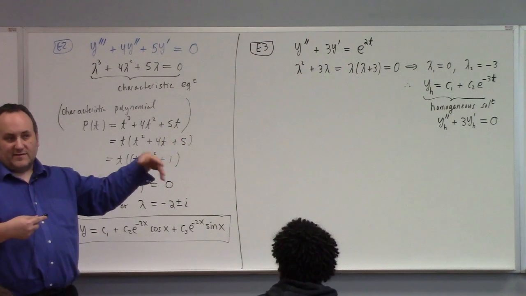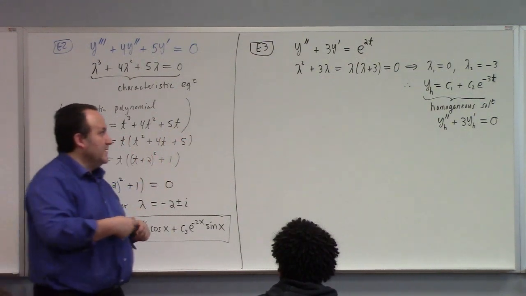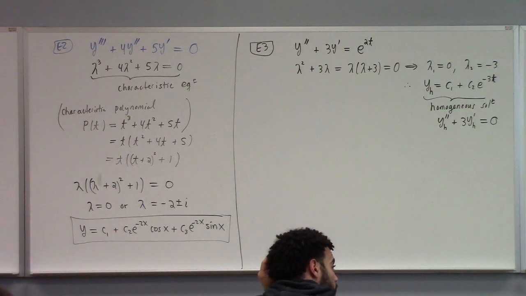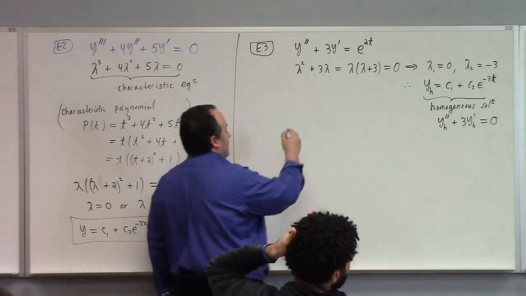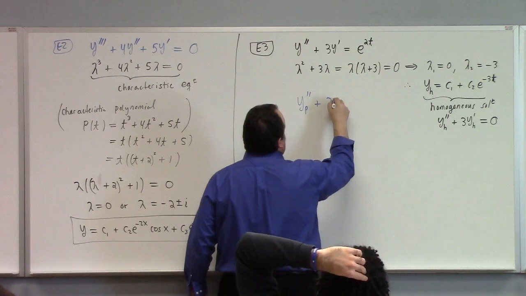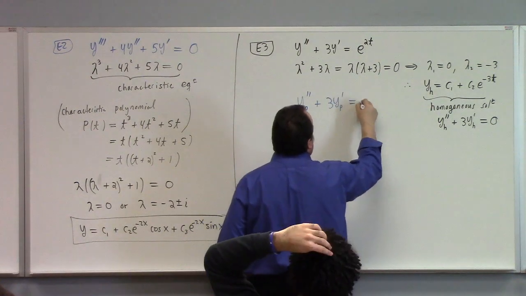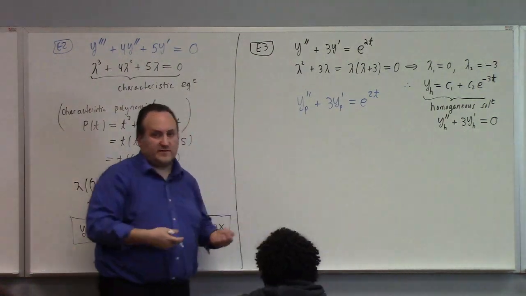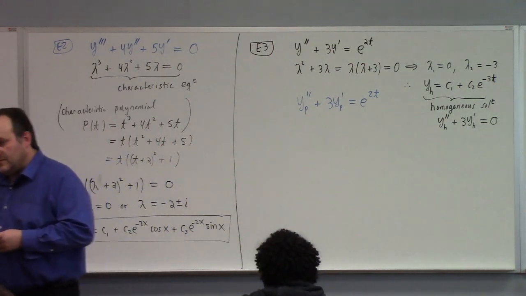Then the other thing we need is a quote-unquote particular solution. So the particular solution is an honest-to-goodness solution to the problem we're looking at. Let me write down what we need. We use y sub p for the particular. So we need y sub p prime prime plus 3y sub p prime equals e to the 2t, right? So the question is, how do we find such a function? Any ideas?